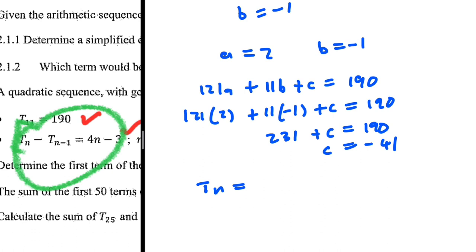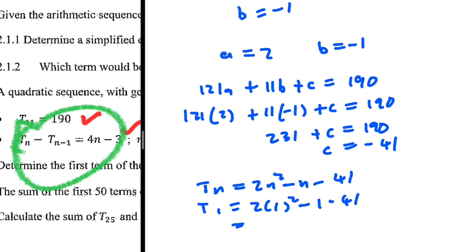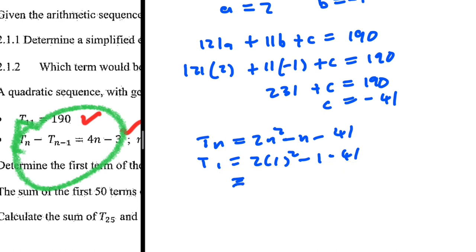Tn is going to be, a is 2, so 2n squared, b is minus 1, so minus n, that is an squared plus bn plus c, and c is minus 41. So T1 is going to be equal to 2 multiplied by 1 squared minus 1 minus 41. Let me put that in my calculator. 2 minus 1 minus 41, essentially. So this is minus 40. That is the value of T1.